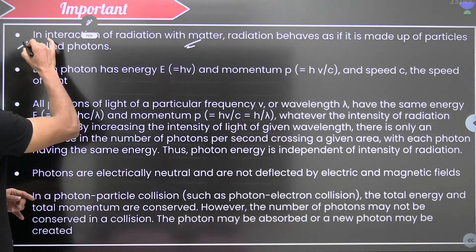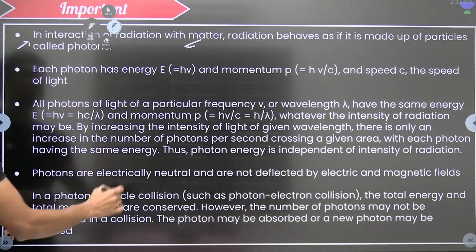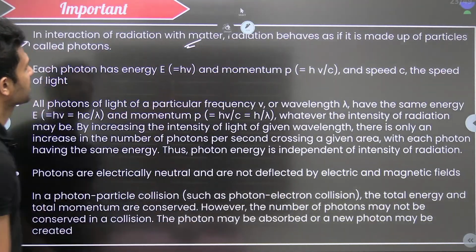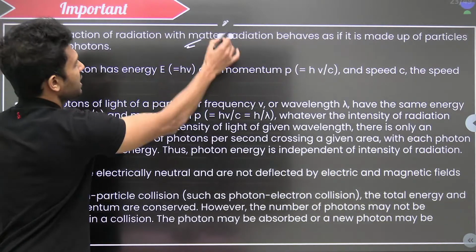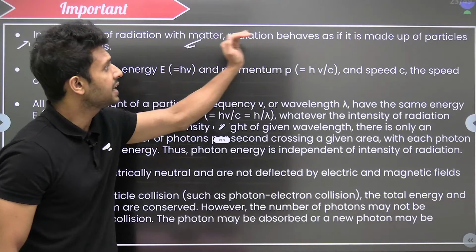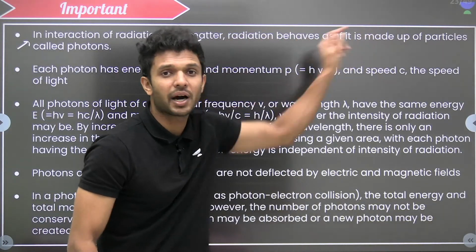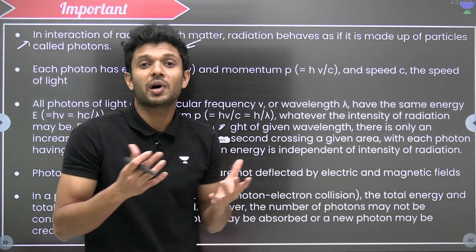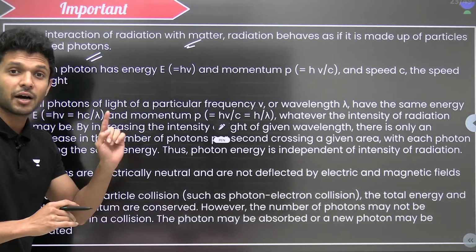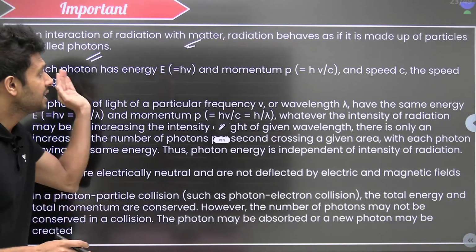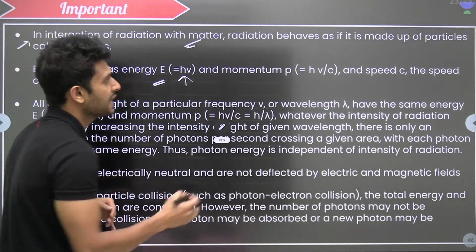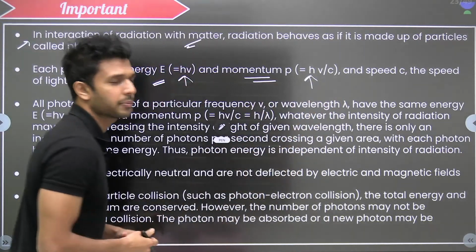Whatever is given in the first statement, is it exactly what I have told you right now? Obviously yes. In the interaction of radiation with matter, when light waves are interacting with matter, radiation behaves as if it is made up of particles. What do we call those particles? Particles are called photons. And he said each photon has an energy. It also has a momentum.